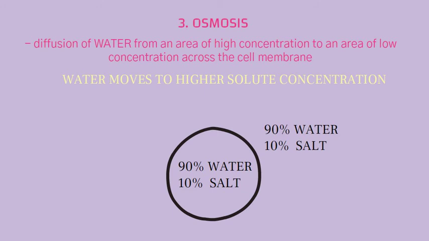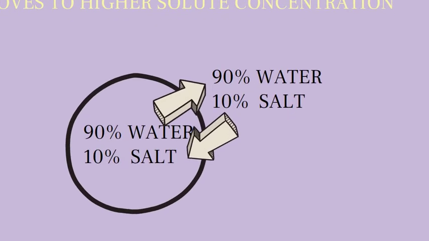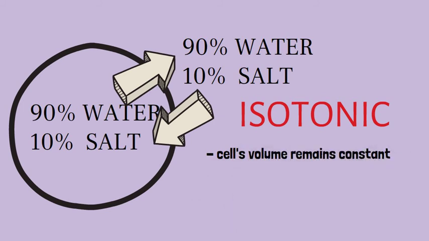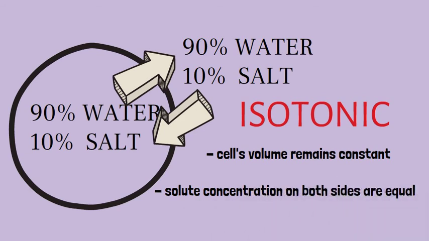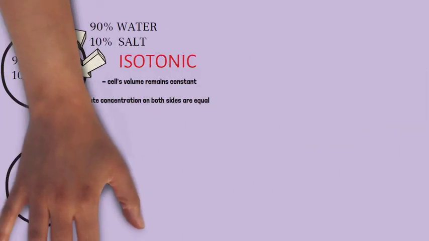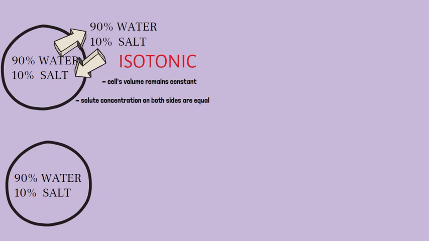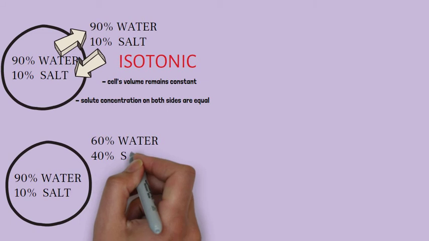In this example, the salt concentration on both sides of the cell are equal, so water will move inside the cell and outside. This is called isotonic because the cell's volume remains constant. And this is because the solute concentration on both sides are equal. Now let's take a look at another example. In this example, there's 90% water and 10% salt inside the cell. On the outside, there is 60% water and 40% salt.